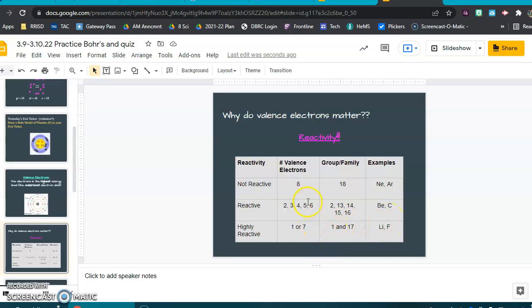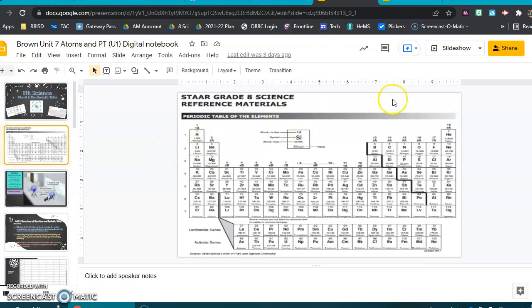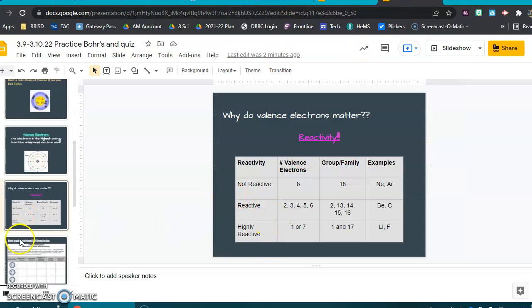Now if you take a look really close, here's someone. 8, 18. 1 or 7, 1 and 17. Then the others, 2, 13, 14, 15, 16. We look here, 2, 13, 14, 15, 16. This group right here, this lower kind of block, we're not worrying ourselves with that right now. So that's why we're being very specific as to these rows.